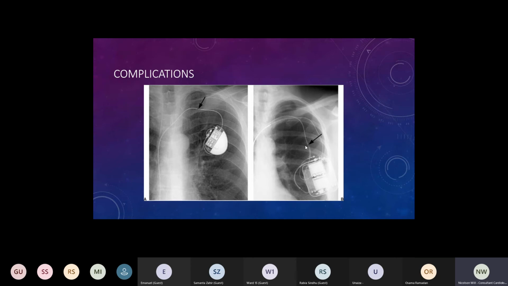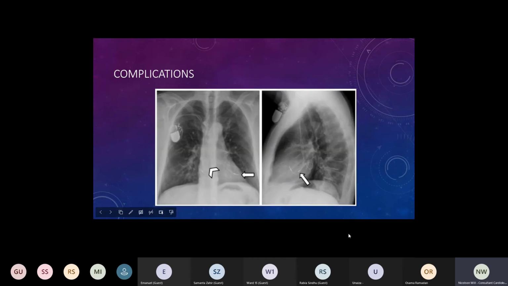It can also happen over time that the box can rub on the leads and can damage the insulation. And if blood gets into the lead itself, it will damage the lead. So the leads can fail over time. And can anybody tell me what this complication is?